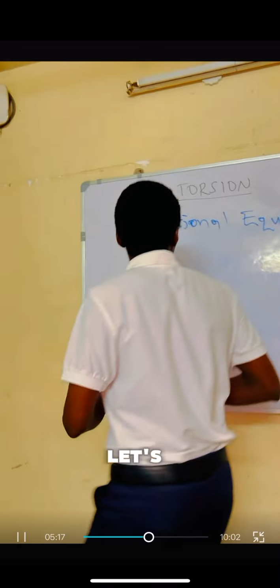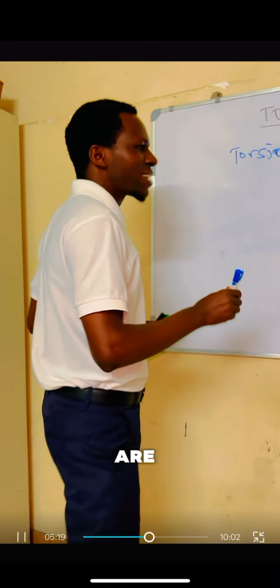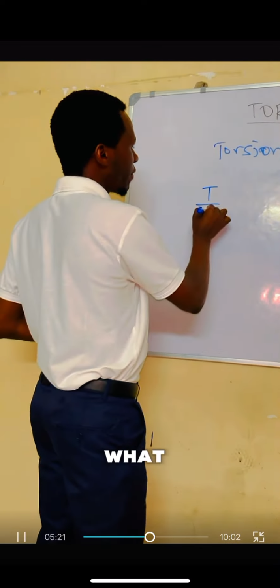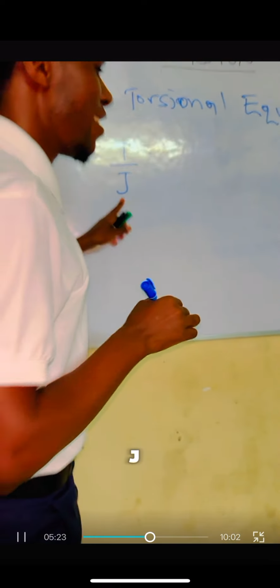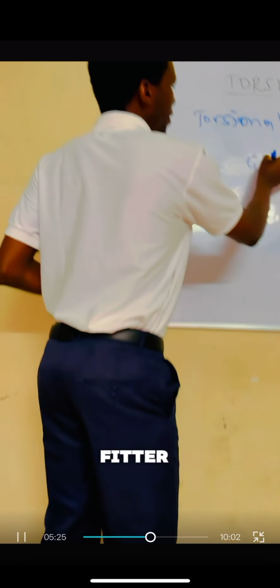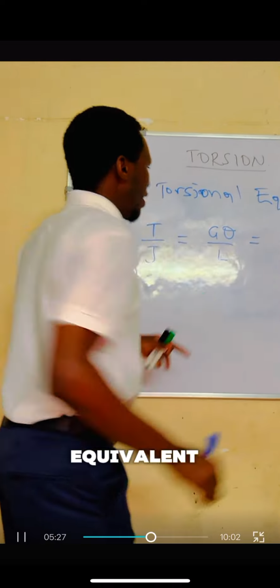Right. So let's look at the equations. In this case, the equations are quite simple. It is T out of J, what we're calling J. Yes, it's equivalent to G theta out of L. Then this is equivalent to tau out of R.